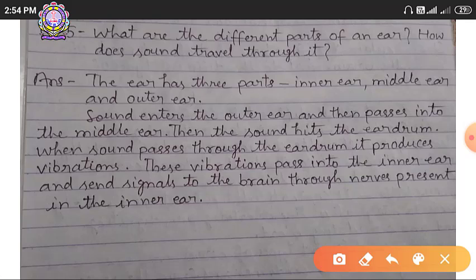Now we'll meet in the next video of your fourth chapter, and that will be the sixth part of your fourth chapter, and in that part we will see some activities.